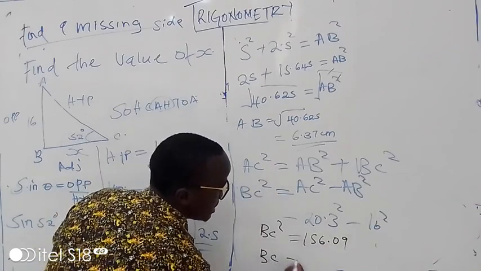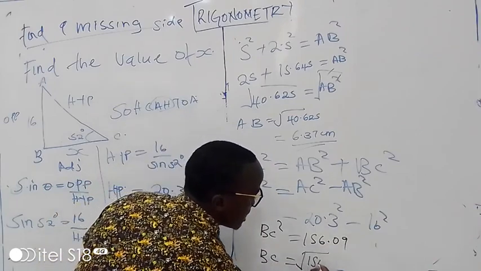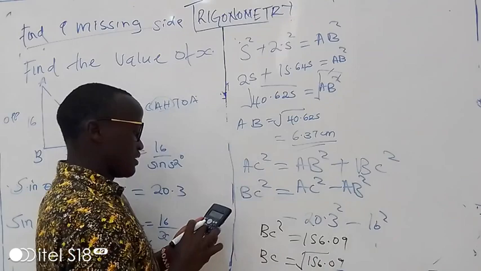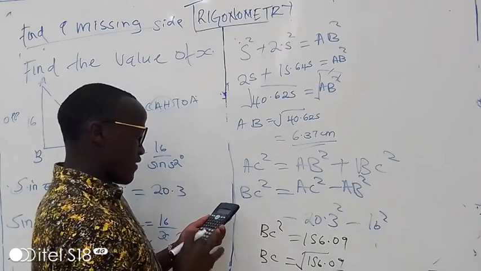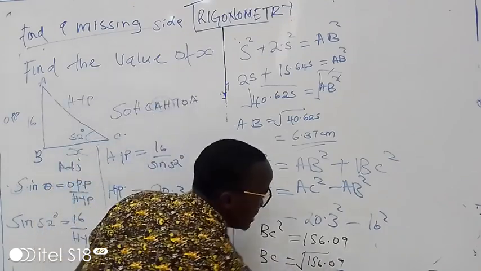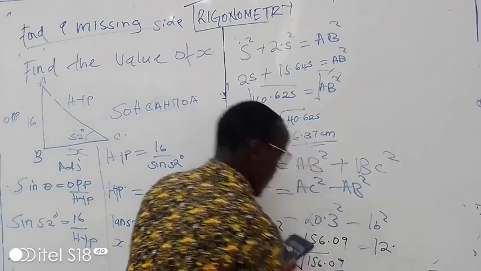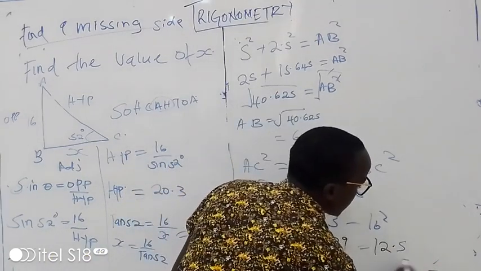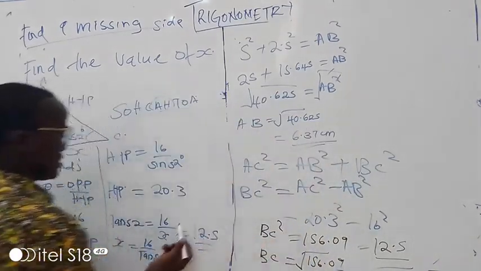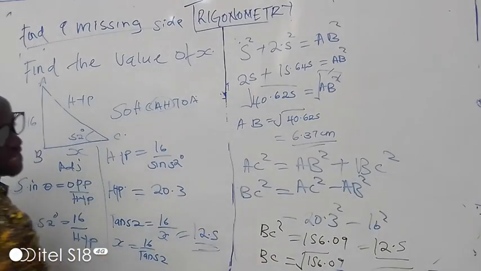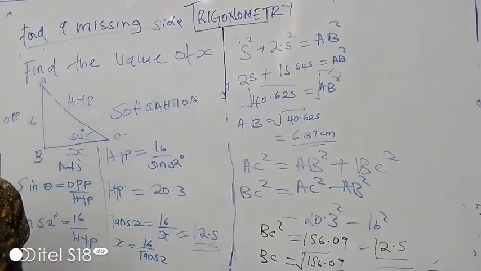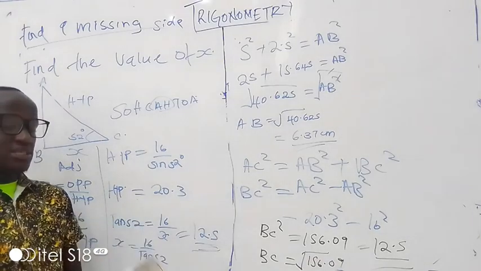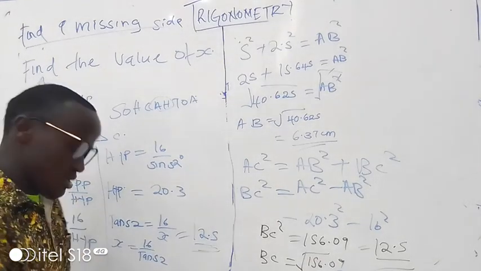Our BC is the square root of 156.09. Let's take the square root of the answer. We are getting exactly 12.49. If you round off, it is 12.5, which is what we had gotten here. Now it's upon you to solve and to check and know the simple method that you are going to use.